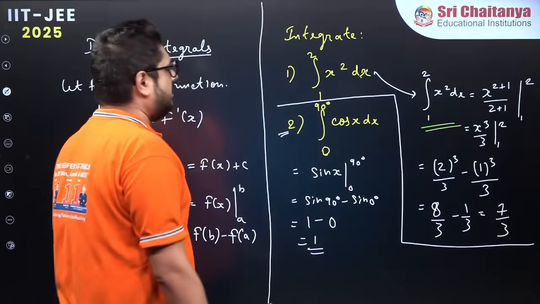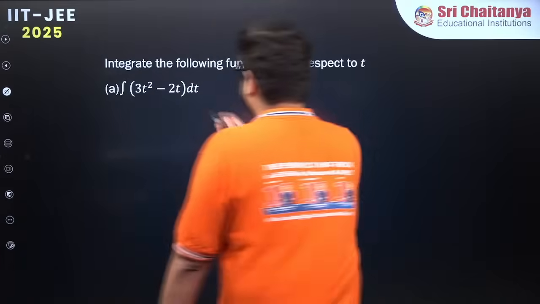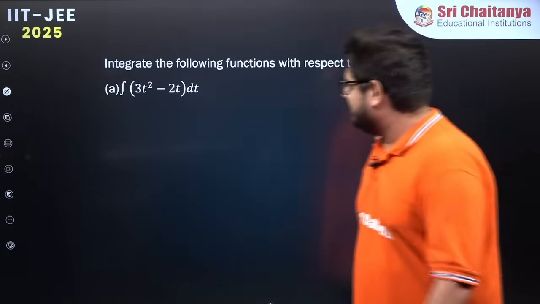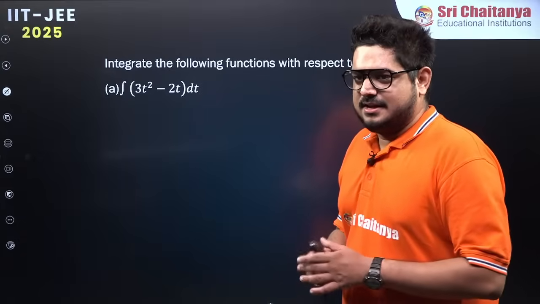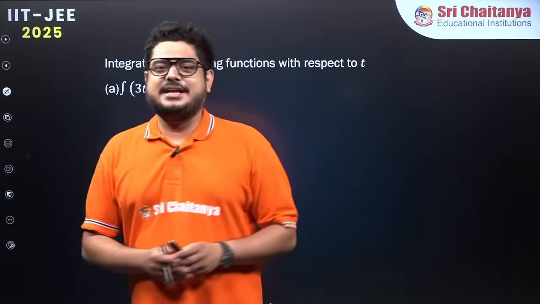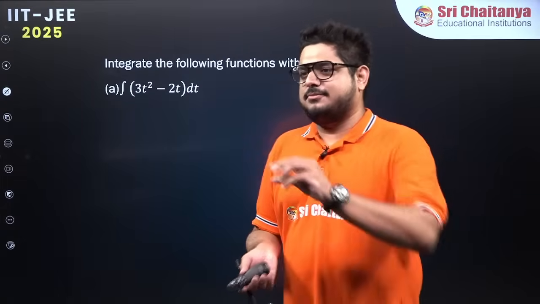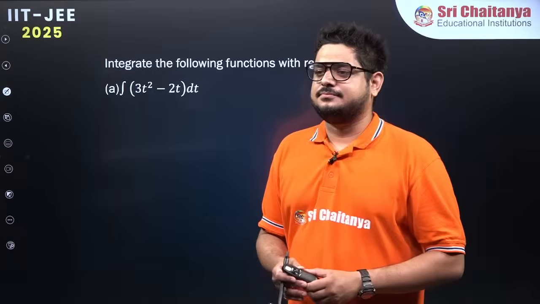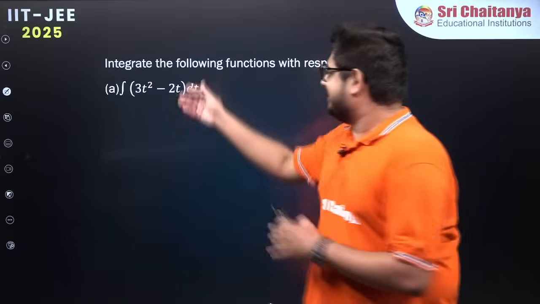Okay, so now let's try to solve this problem. Everyone on your screen, integral of 3t square minus 2t dt. What do you think is going to be the answer to this? 3t square minus 2t dt, this is the question. Can you write down the answer? That's not 1 anymore. That's done. The problem is done.